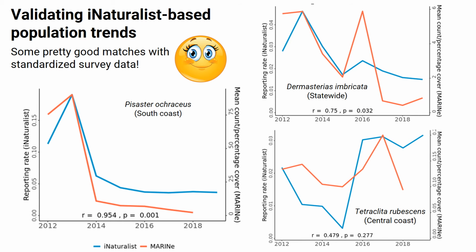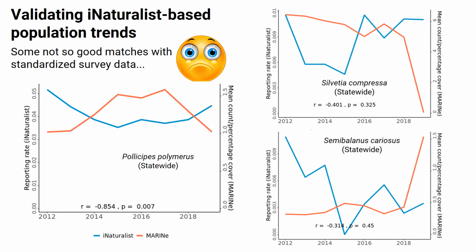So how reliable are these relatively simple trends exactly? We have begun to validate species trends derived from iNaturalist with trends derived from standardized survey data on the California coast, and found that the proportional rate of observation on iNaturalist frequently captures species' true population trends quite closely. However, there are also many instances of disagreement between the proportional rate of observation on iNaturalist and standardized monitoring trends.